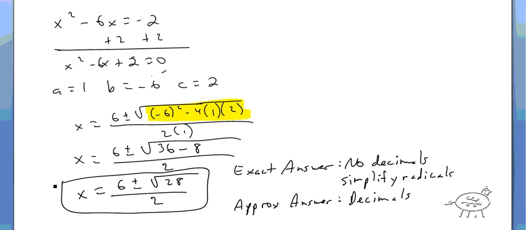All right, so we're at this point right here. And basically what I want to do is simplify the square root of 28. So it's 6 plus or minus. You guys should know it's 7 times 4. Okay, so I can take a 2 out. So it's 2 root 7 over 2.